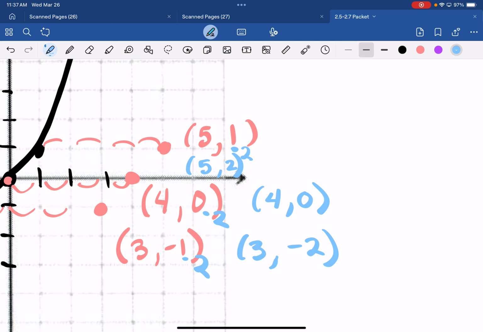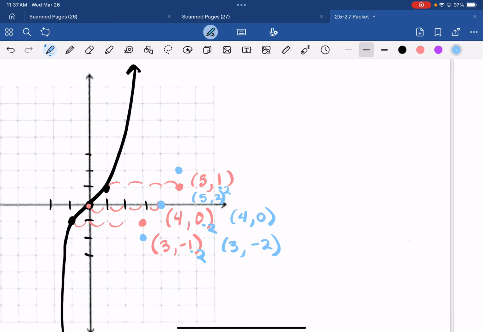So now let's plot those points. So notice this one stays the same. Okay? So he'll still be there. 5, 2. He goes up 1. This one comes down 1.